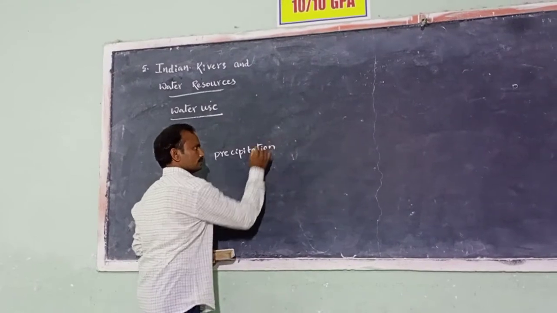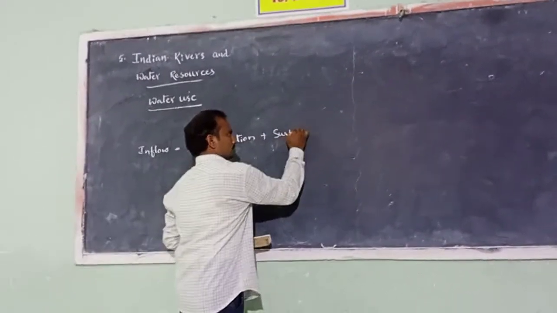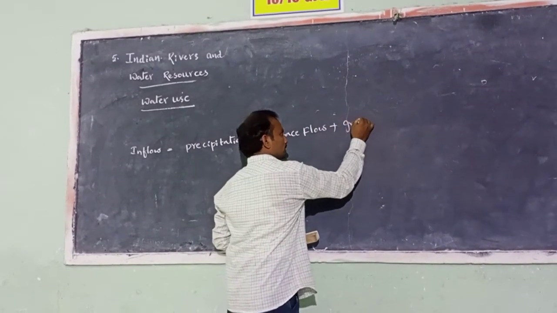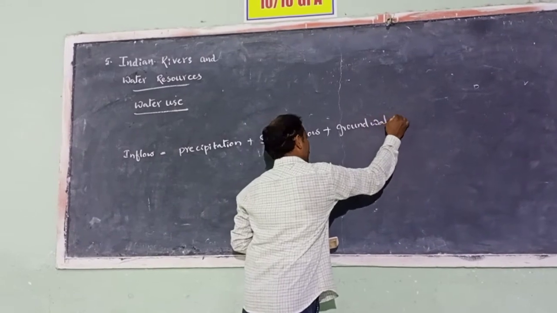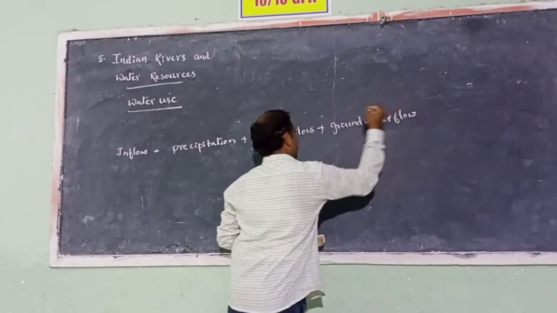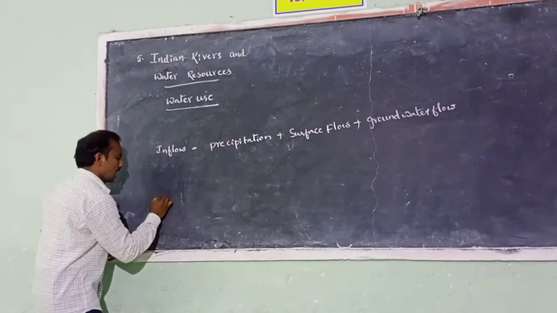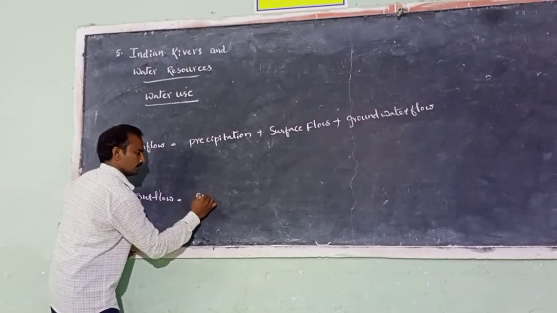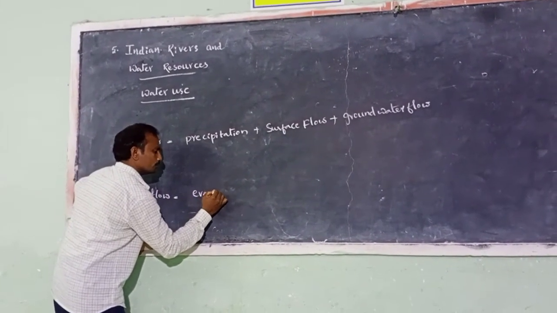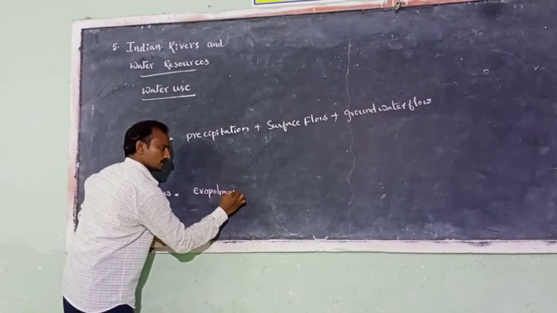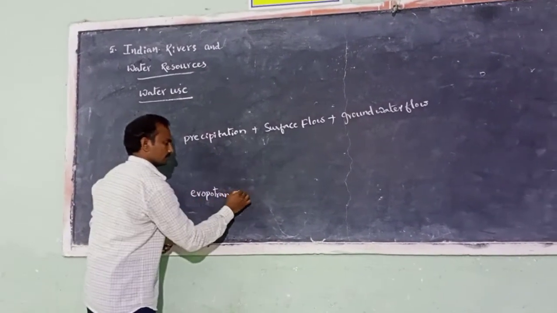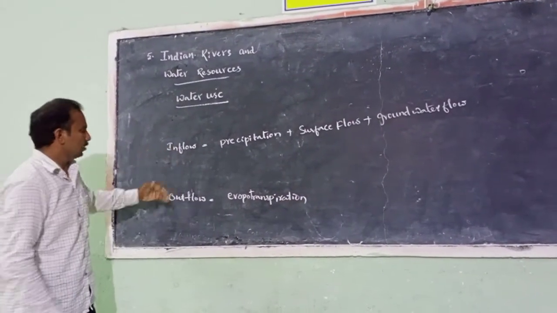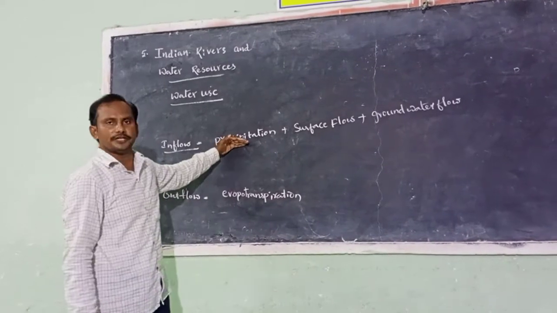precipitation plus surface flow and groundwater flow. Outflow means transpiration. See, two processes are there here, inflow and outflow. Inflow is equal to precipitation.